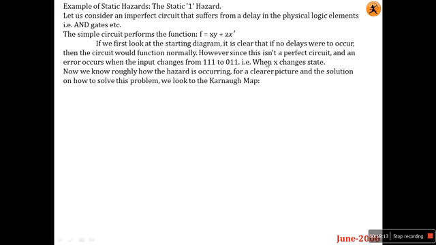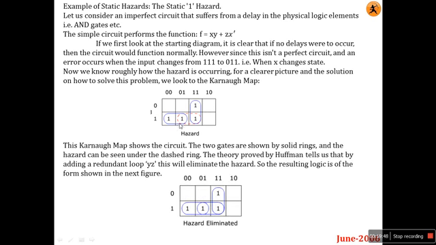However, since this is not a perfect circuit, an error occurs in the input. Means what? X, Y, Z, X' will have an error, 11011. How it is represented, I will show in the diagram below. When X changes state, now we know roughly how the hazard is occurring. For a clearer picture of the solution and how to solve this problem, we look at this: given 1 1, and 0 1 1, this one. But where the hazard will occur, this is the static hazard.